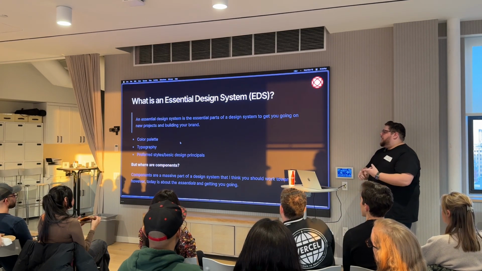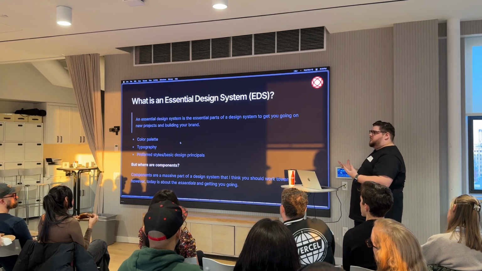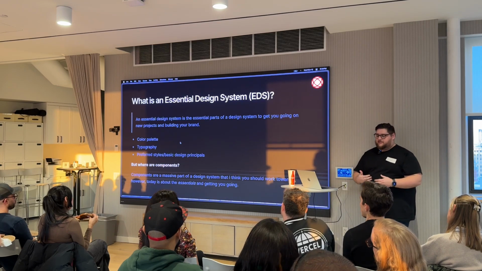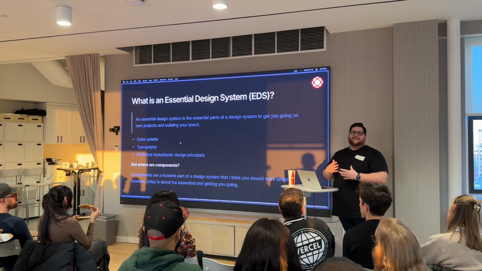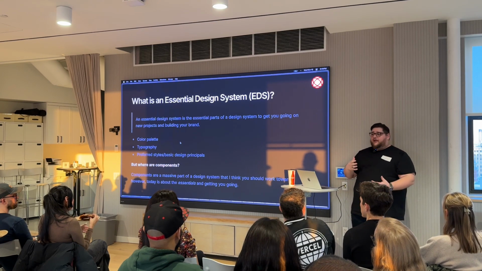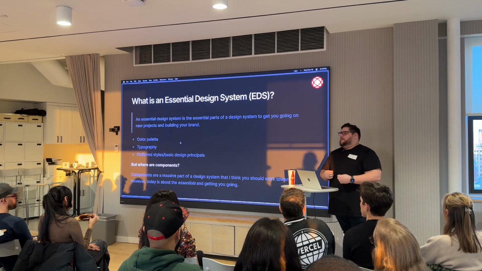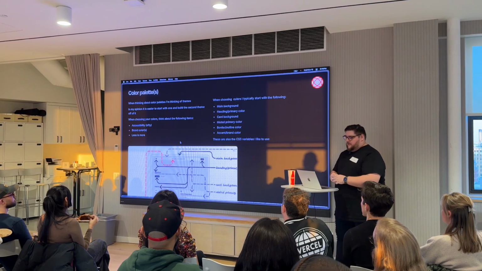So we have color palette, typography, and preferred styles / basic design principles. Those are what I think makes an essential design system. Where are components? They'll come later because it gets to be a lot. Shadcn's great. Other design, UI libraries are great, but it takes a lot, right? So let's dive in first to our color palettes.